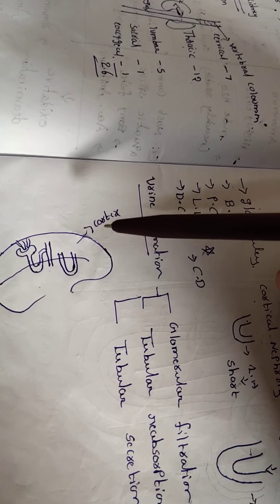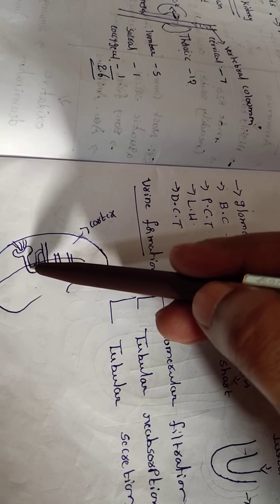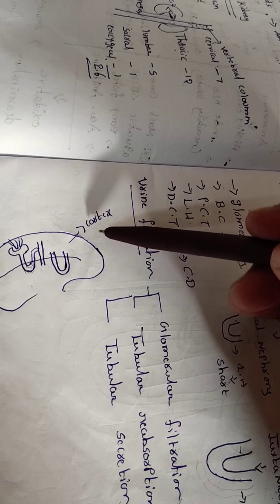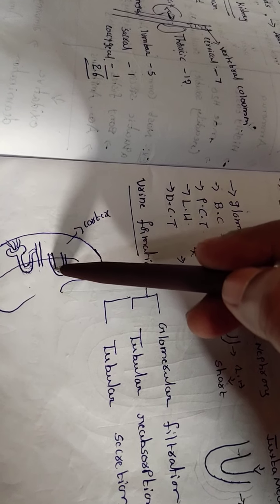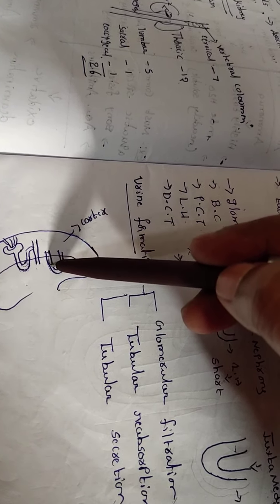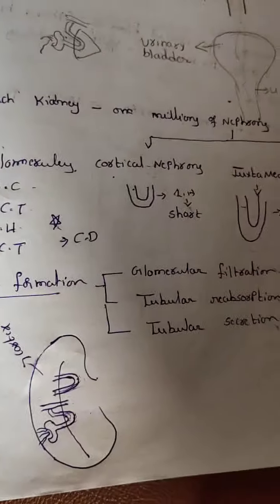What is the difference between the cortical nephron and the juxtamedullary nephron? In the cortical nephron, the loop of Henle is very short, but in the juxtamedullary nephron, the loop of Henle is very long, present deep in the medulla, that is, deep in the renal pyramid, reaching the apex of the renal pyramid. That is the main difference. Now we can go on to urine formation.